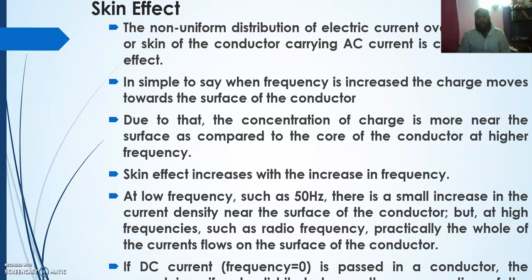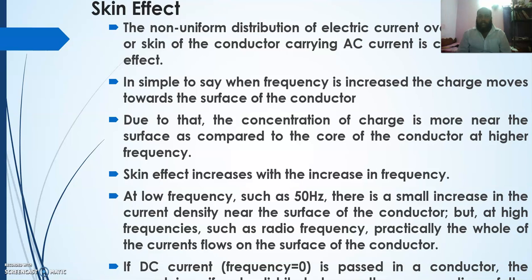So how does it happen? What is that skin effect? It's simple to say: when frequency is increased, like in alternating current, the charge moves towards the surface of the conductor. Due to that, the concentration of charge is more near the surface as compared to the core of the conductor. This non-uniform distribution we can call skin effect.